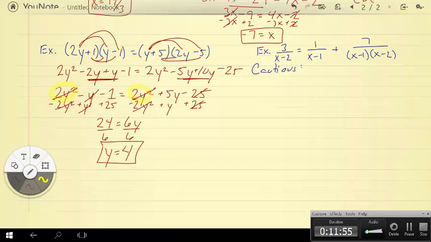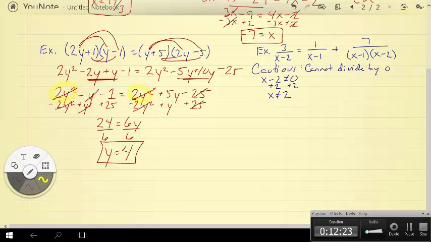Now with rational equations we have to be very cautious because in a fraction, we cannot have a division by 0, meaning the denominator x minus 2 cannot equal 0 because we cannot divide by 0. So x minus 2 is not allowed to equal 0, and if we add the 2 over, we find out that x is not allowed to equal 2. Now in this second fraction, x minus 1, it's not allowed to equal 0 either. So we add the 1 over, and we get that x cannot equal 1.